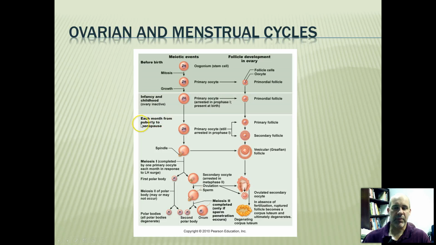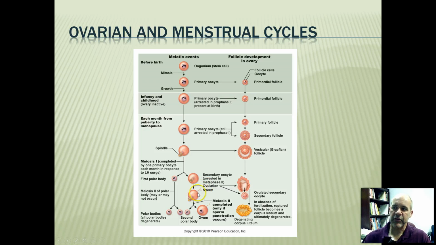And then each month from puberty to menopause, menopause is when the menstrual cycles cease, you will have a primary oocyte that undergoes meiosis 1 and divides into a secondary oocyte, and then the other cell is a polar body like we talked about before. And this happens right before ovulation occurs. Ovulation is when the secondary oocyte gets released from the ovary and enters a fallopian tube. And it remains in that state as it's traveling down the fallopian tube.